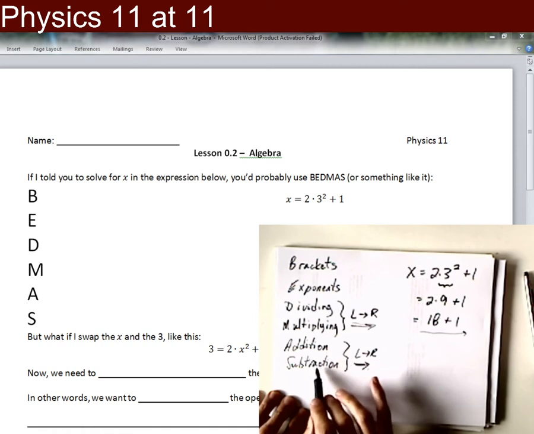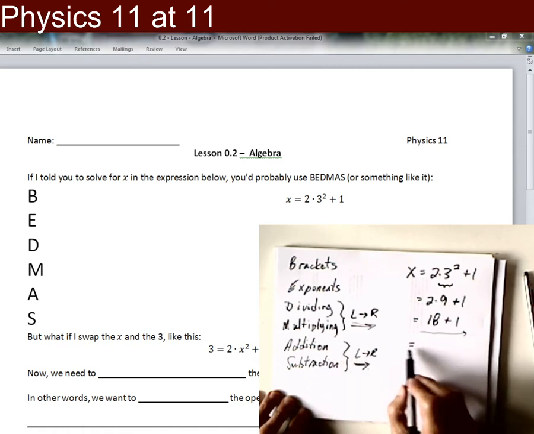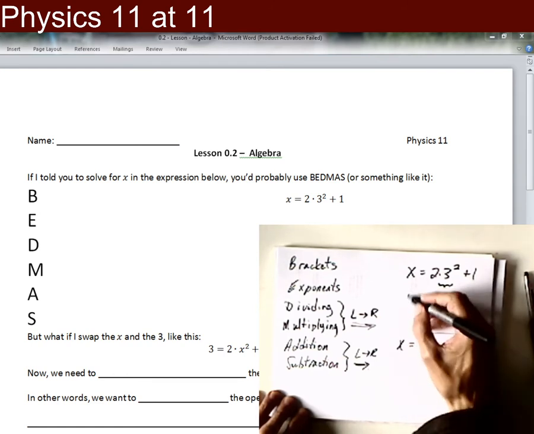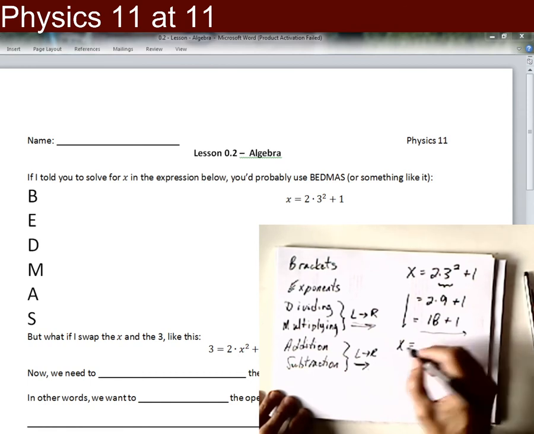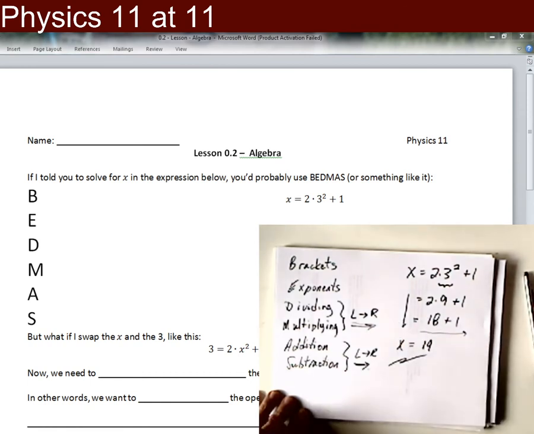Then I do any adding or subtracting, again going left to right. Well, clearly it's just that that's left. So bring the x down. Don't leave it way up at the top like that. X is equal to 19 for this particular question.